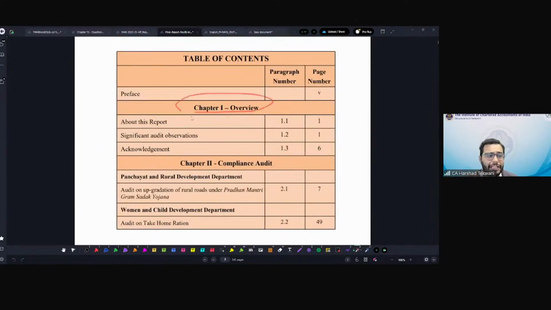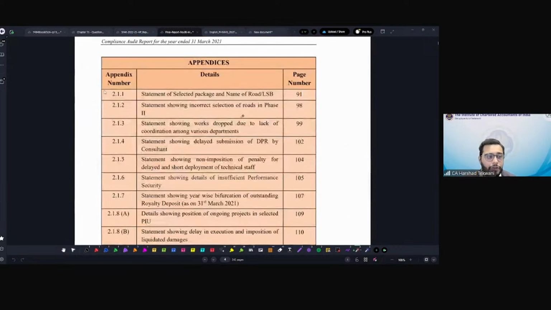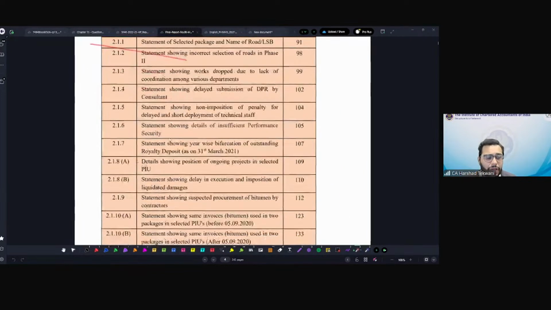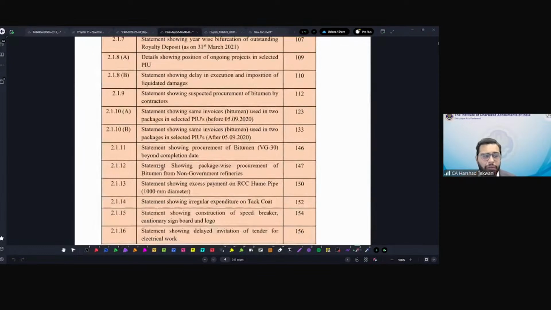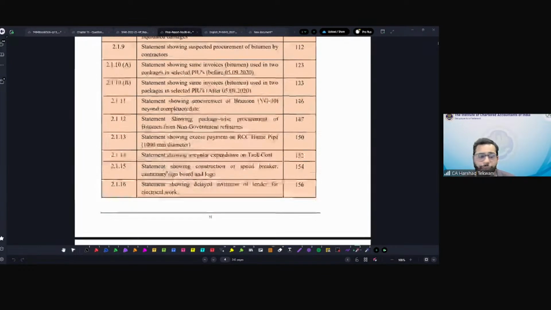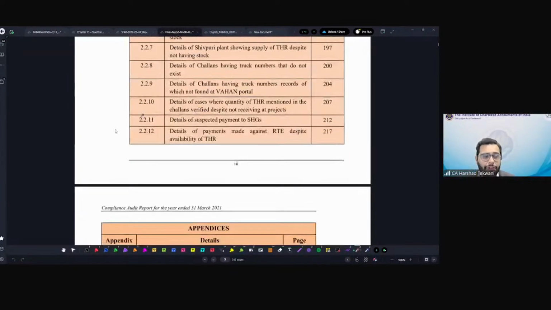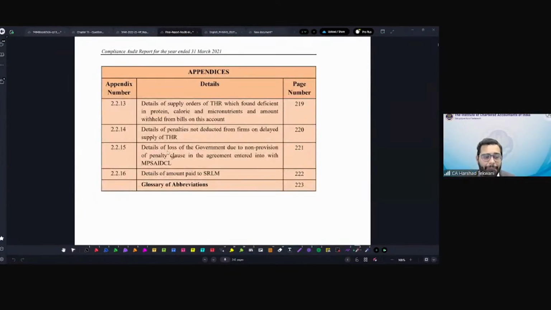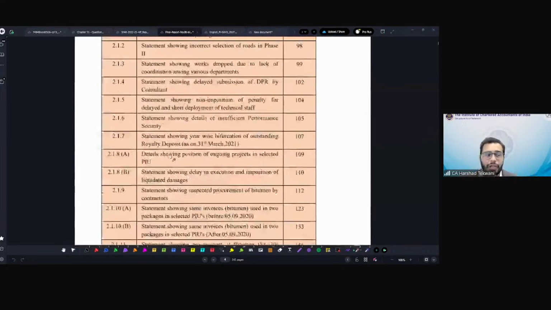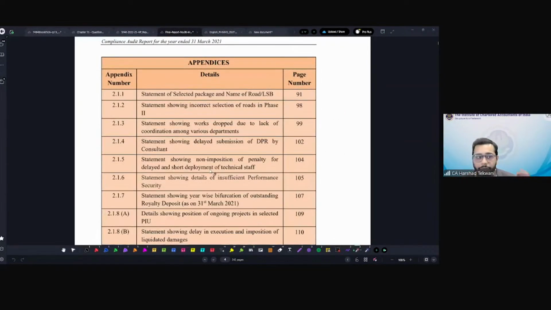You have chapter 1, which gives the overview of the report. Chapter 2 basically talks about the details of the report, with respect to each and every area, what is required to be done, what observations are there. So that is chapter 2 with the detailed observations. And then you have the appendices. So this is how the report is structured. In part 1, you have all the methodologies, everything that we saw. In part 2, you have all the audit observations.